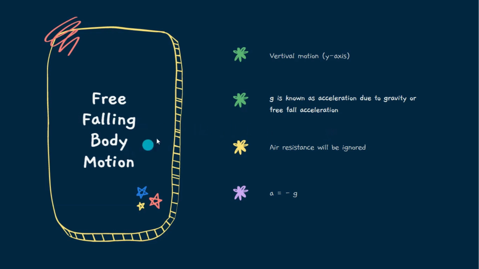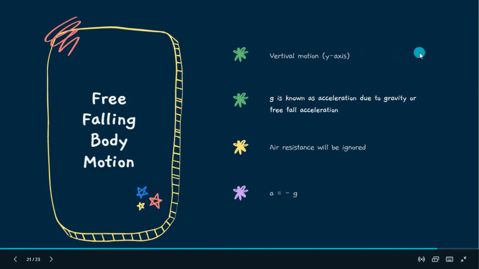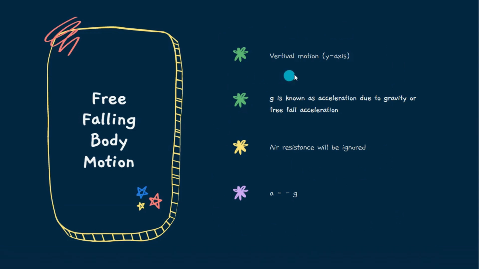Okay, next is 3.2.6, which is free falling body motion. For the free falling body motion, we have to know four of these main pieces of information in this subtopic. The first one is that free falling body motion is about vertical motion, or the y-axis. In the linear motion equations that we just learned, it is about the horizontal motion, which is the x-axis. But in this free falling body motion, it involves vertical motion, or the y-axis.